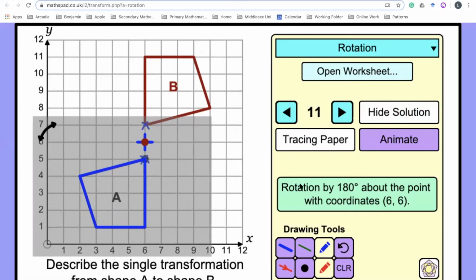Okay, so the correct answer is rotate by 180 degrees. In this case, clockwise or anti-clockwise, it doesn't matter. About the point with coordinates 6, 6. So that's how you answer this question. 3 key pieces of information. Well done, Sebastian. Rotation, 180 degrees, 6, 6.